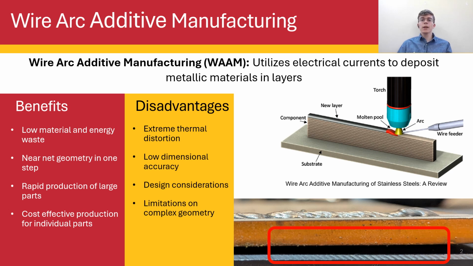Wire arc additive manufacturing is an advanced manufacturing process that utilizes electrical currents to deposit metallic materials layer by layer, similar to the welding process. This innovative technique offers several distinct benefits. WAM is highly efficient, minimizing material or energy waste when compared to traditional manufacturing methods. The process also enables the creation of parts with near net geometry in just one step.